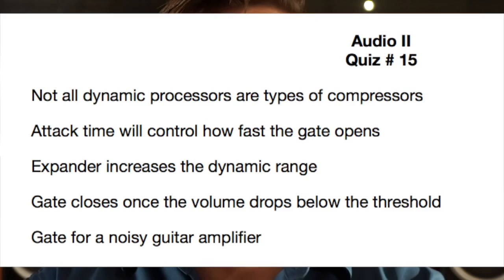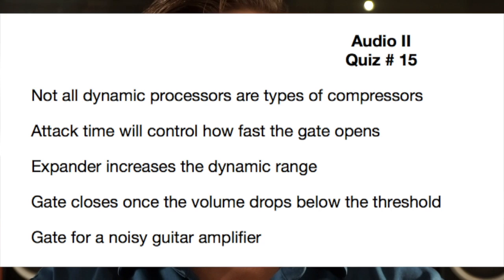The expander increases the dynamic range. So I've been beating that into your head about the compressor, right? It reduces the dynamic range. This is doing the opposite. It's increasing the dynamic range. It's making the quieter parts quieter, and so making a larger difference between the loud parts and the quiet parts.